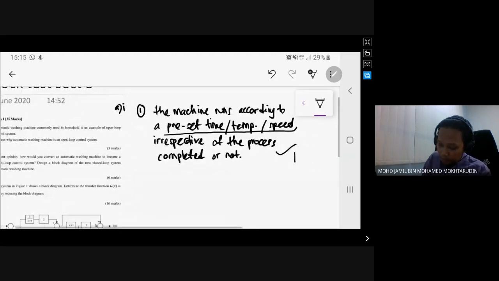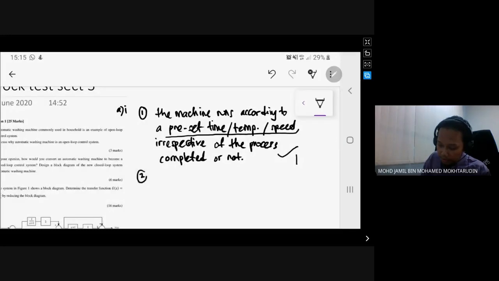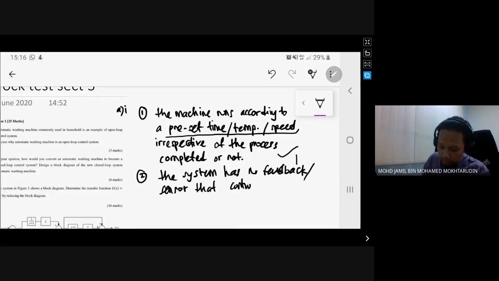And then the second point is the system has no feedback or sensor that controls the behavior. So if you have the word no feedback or sensor, you get another mark. Okay, one more mark.